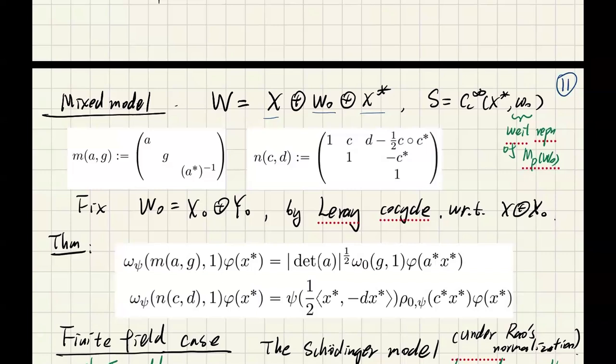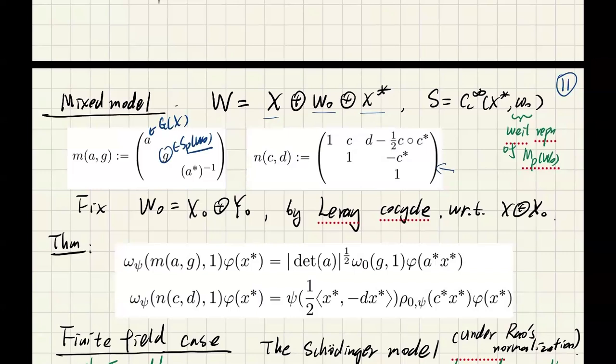And then you will have a parabolic subgroup. It's again a maximal parabolic subgroup inside SpW, with a Levi of the form A, g, A star, where this little g is inside SpW0, and A is in GLX. Okay, so this is the Levi part, and the unipotent part will be matrices looking like this.